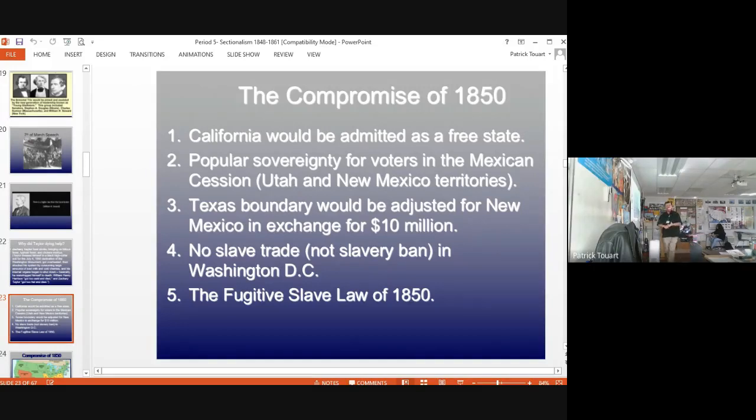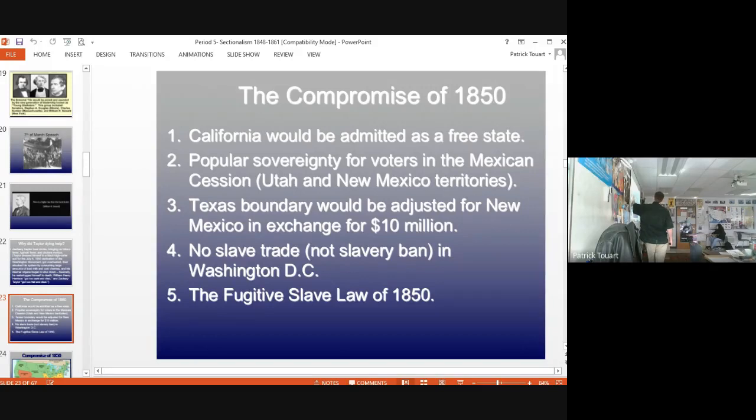So, what will be the fate of California? It will be a free state. You do need to know all 5 parts of the Compromise of 1850. It's a big one. All right? California will be a free state. The easiest way to phrase number 2 is popular sovereignty in the Mexican Cession. Now, the Mexican Cession has been split into 2 territories, Utah and New Mexico, which means, could slavery spread to these places? Yeah, it's possible. So, who's happy about number 1?